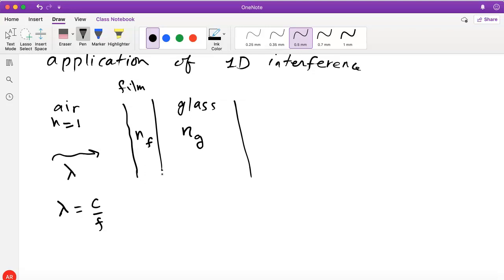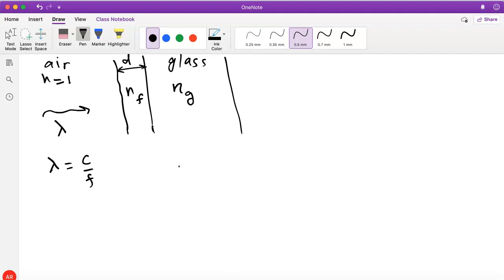So we want to engineer the thickness of this film, let's call it D, such that reflection is suppressed, so we don't get reflection. All right, so how can we do that? Well, the idea is, as you shine light on this, some of the light gets reflected at this interface here, and a lot of it goes through.